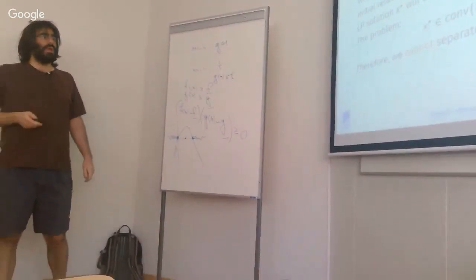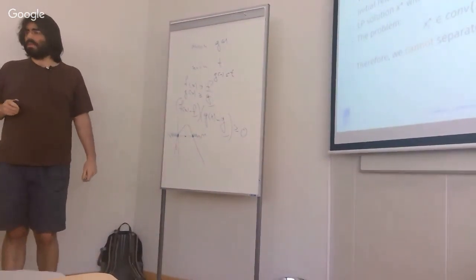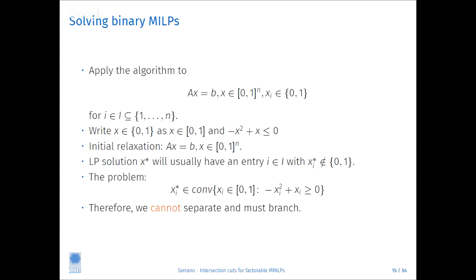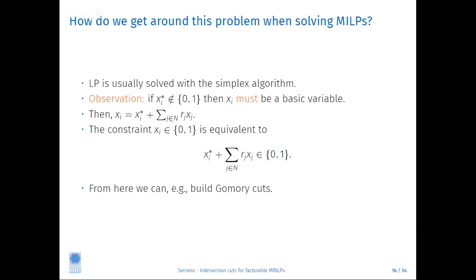So then the question is, how do people that solve mixed integer linear programs get around this issue? Well, the trick is to realize that if the variable achieved a value that is not 0 or 1, it means that the variable is basic, right? If we solve the LP with the simplex algorithm, this variable has to be basic because it's not at the bounds. So it has to be in the tableau. The tableau tells us that we can express this variable as a combination of other variables, right? Like this.